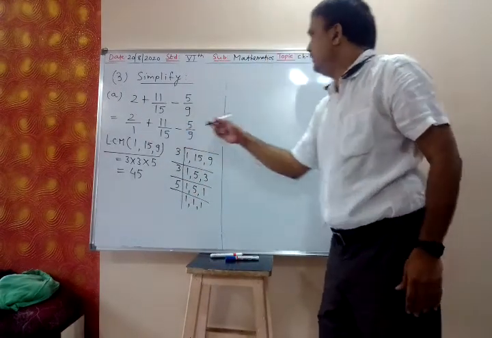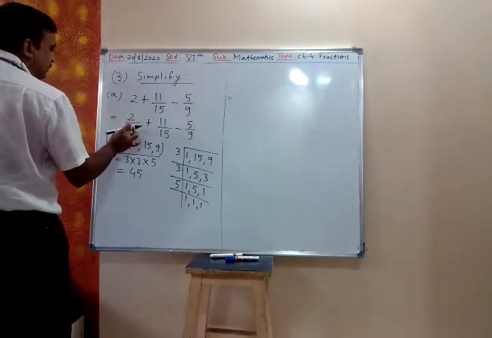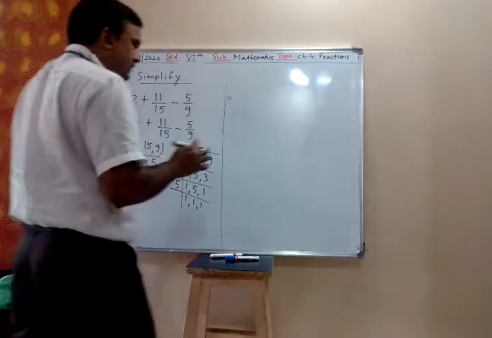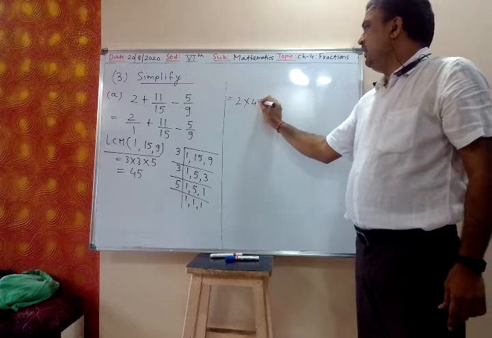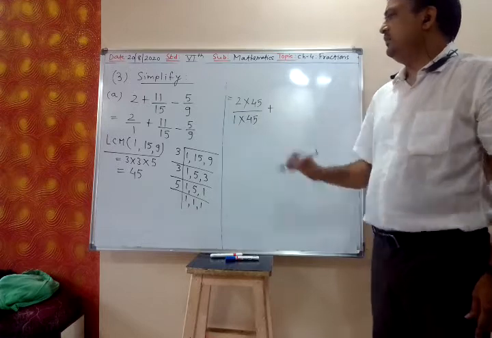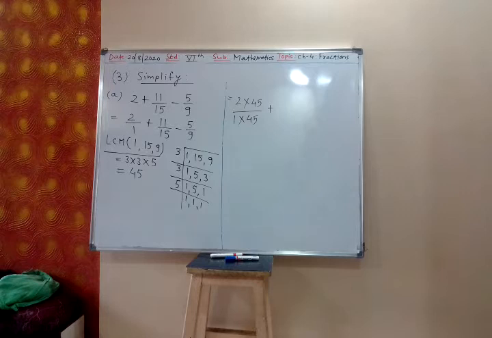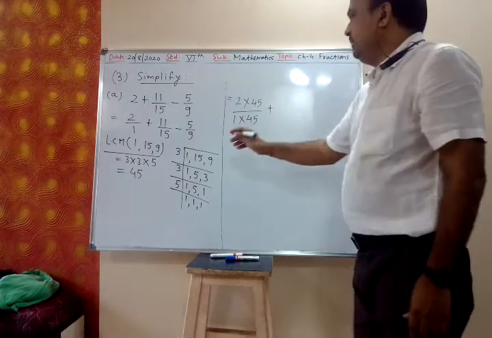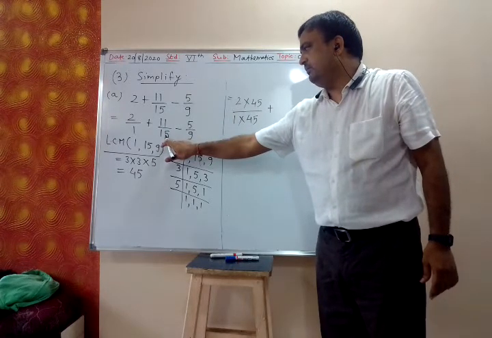So first I will make the denominator of each fraction 45. So it is 2 upon 1. I want the denominator as 45, so multiply and divide by 45. So 2 into 45 upon 1 into 45, plus, wait, this 15, we want 45, so I will multiply by 3.